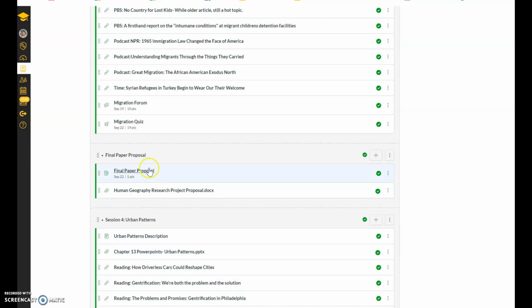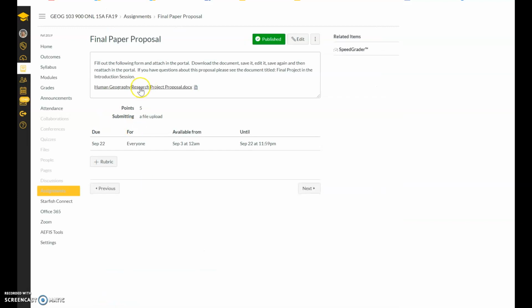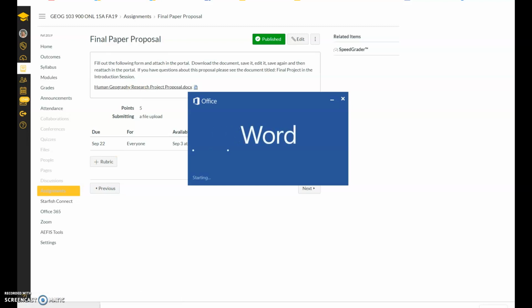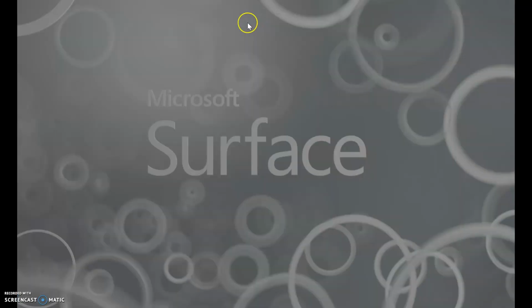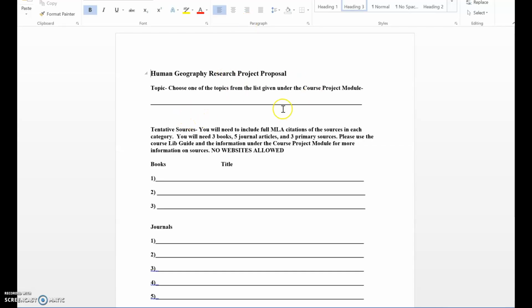It's right under the migration. Final paper proposal is right here. Here it is. Here is the paper you're going to fill out. You're going to open this in Word and fill it out. You'll see right here, choose one of the topics from the list given under the course projects module. You're going to write your topic there.